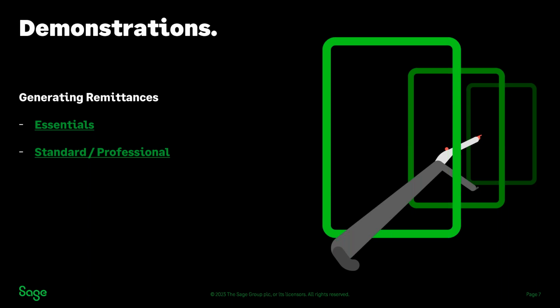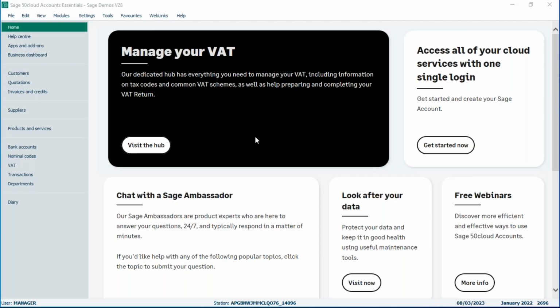Now I'm going to demonstrate remittances in the Essentials level of software using version 28, but don't let that confuse you in any shape or form. I've got my version 28 configured as the Essentials level of the software. So there are no differences for remittances with regard to the versions. So let me share my screen. We're going to run through a quick demo.